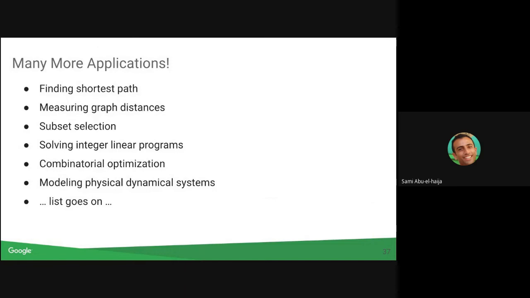And of course, there are many, many more applications than we have time to discuss. So here we just present some of them. Graph neural networks have been used to estimate finding the shortest path, measuring distances between two graphs, subset selection, even solving integer linear programs, and many more problems.